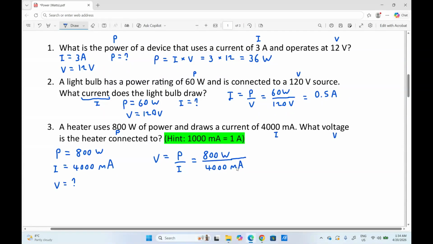my base unit should be in amps, but right now I have milliamps. So we're given the hint, so let's just look at the hint. 1000 milliamps equals to 1 amp. So if I have 4000 milliamps, that means it actually equals to 4 amps, right? So now that I have the same base units, now I can divide them. So I divide 800 by 4, and that gets me 200. And this would be 200 volts.